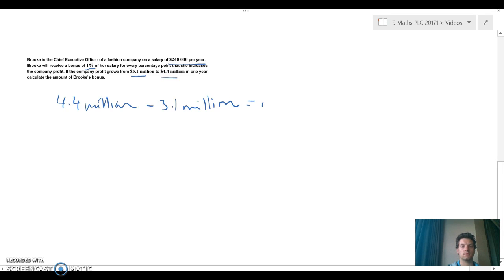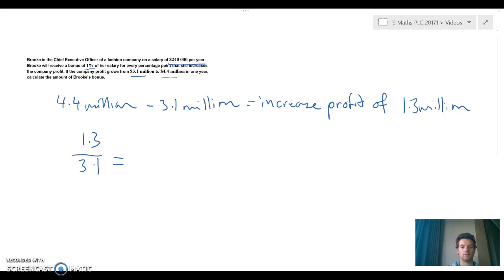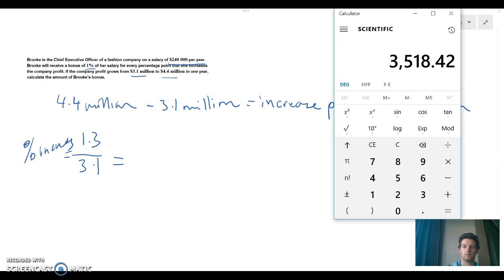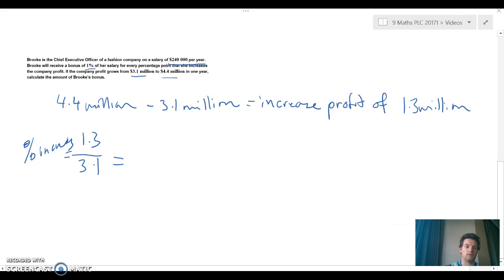So we've got an increase in profit of 1.3 million. Now if we've got 1.3 million as a percentage, we're going to go 1.3 over 3.1 to give us our percentage increase. We're looking at percentage increase. Sorry, 1.3 divided by 3.1. And then if we multiply that by 100 to give us our percentage, 41.9%. So we've got a 41.9% increase in profit.